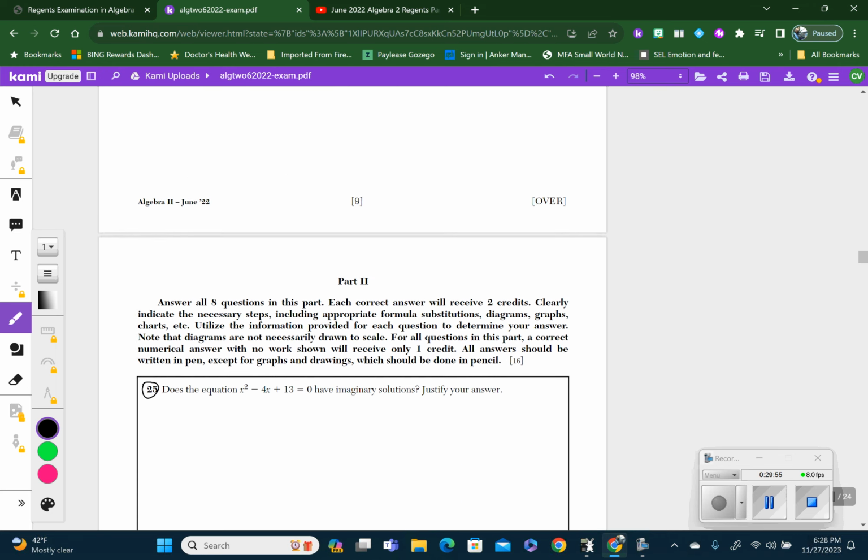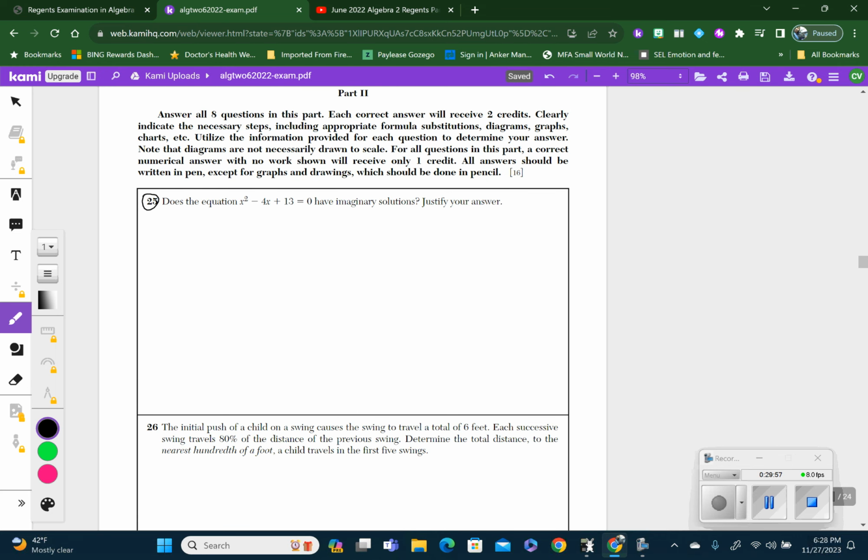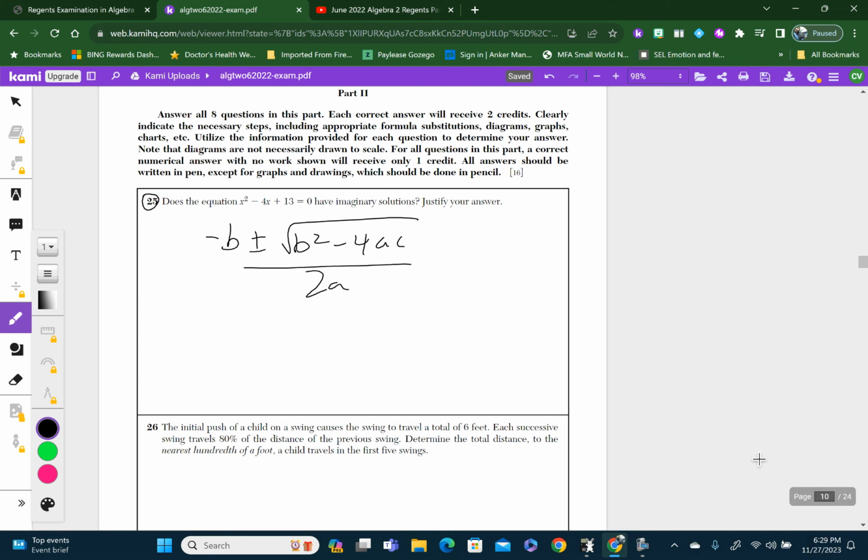All right, so now we have some part 2 questions. So question number 25, does this have imaginary solutions? So for this one, you're going to use the quadratic formula, so negative b plus or minus square root of b squared minus 4ac all over 2a, right? This is in your formula booklet. Anyway, so a is equal to 1, b is equal to negative 4, and c is equal to 13, okay?